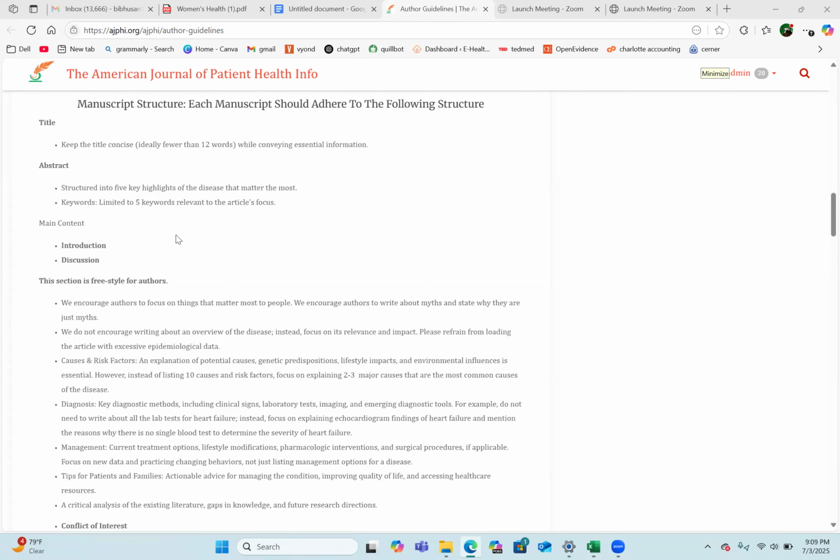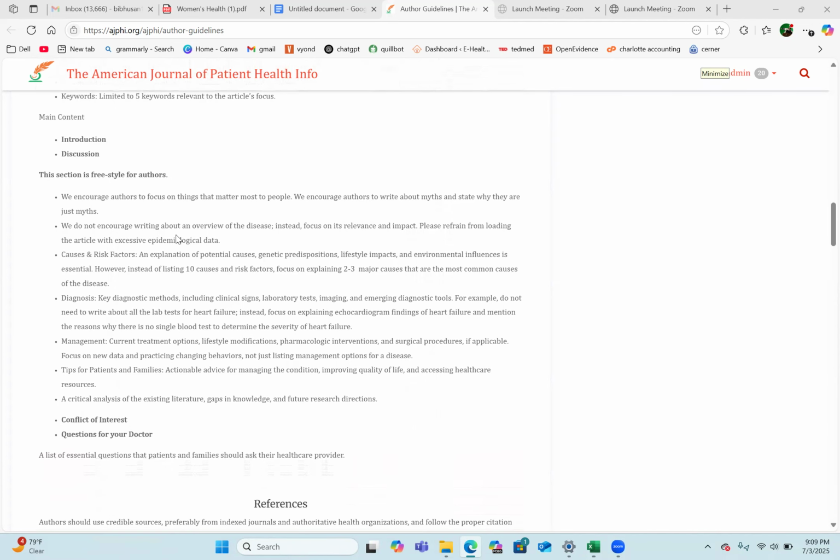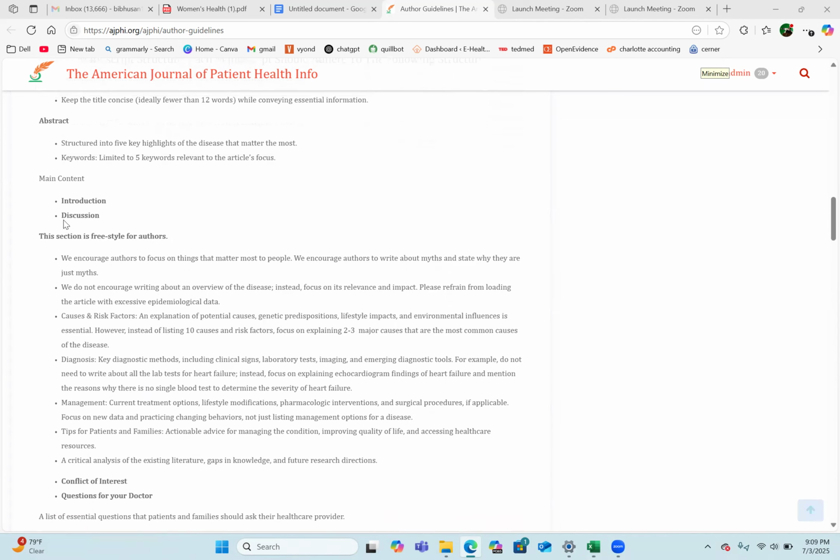In the article itself, we have rephrased the article writing style for AJPHI. So number 1 is introduction, and number 2 is discussion, and this is freestyle. Number 3 is conclusion, number 4 is conflict of interest, and number 5 is questions for your doctor. So these are the major styles you've got to adhere to. But the discussion section is very freestyle.